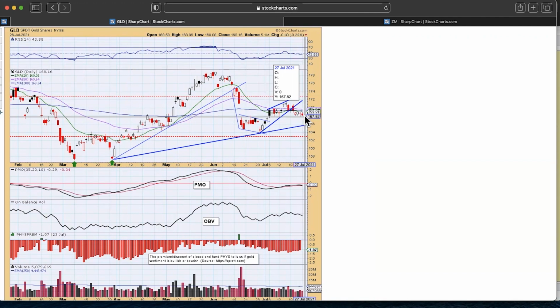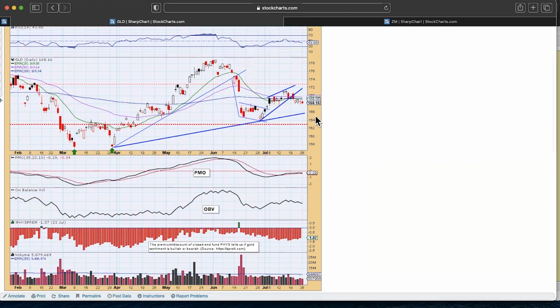If the dollar does turn to the downside, as the charts suggest, that would certainly give gold an opportunity to rebound. And the fact that it just really hasn't broken down yet here does leave me definitely more bullish. And I think it's very encouraging right now for gold.